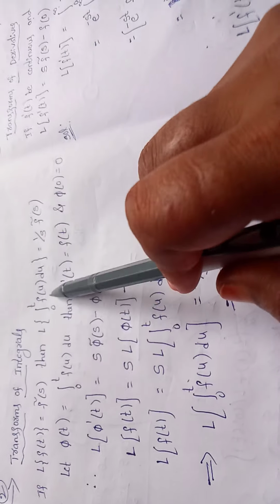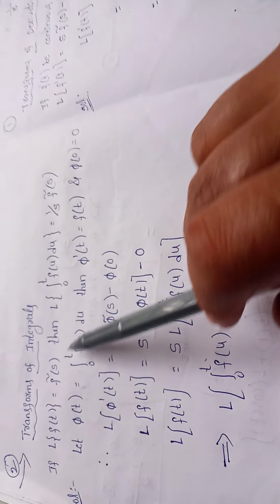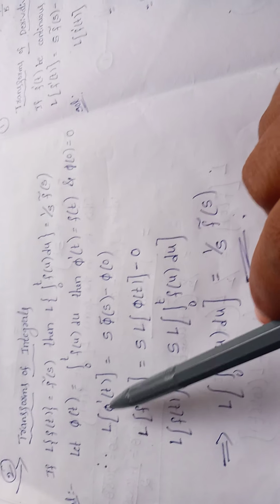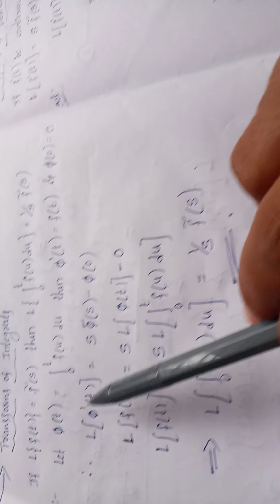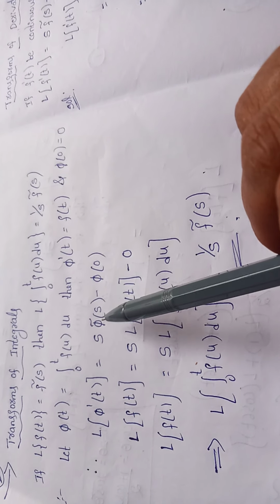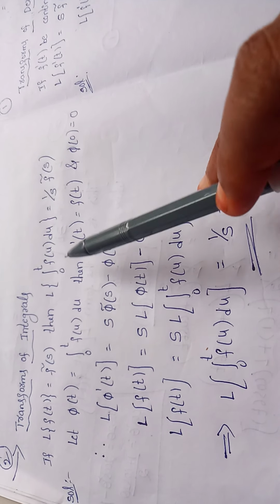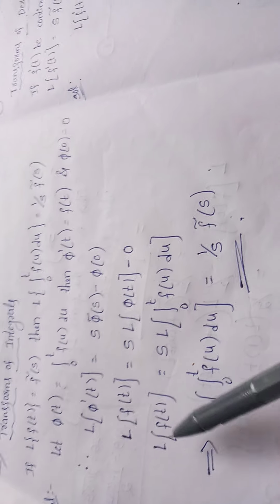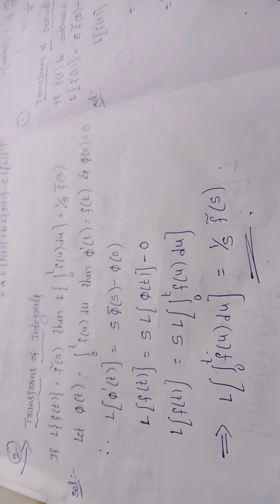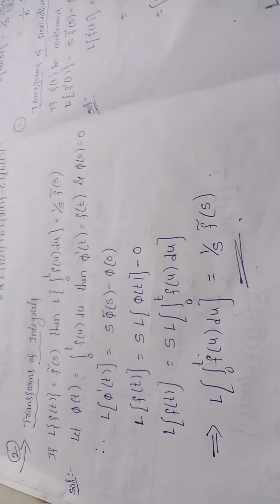First take the integral equal to phi of t. Next apply the derivative to both sides. Write the formula for phi dash t, where phi dash t is equal to f of t, and we know phi bar s is equal to L of phi of t, where phi of t is the integral. From the left side, L of f of t is equal to f bar s. Okay, this is the transform of integrals.